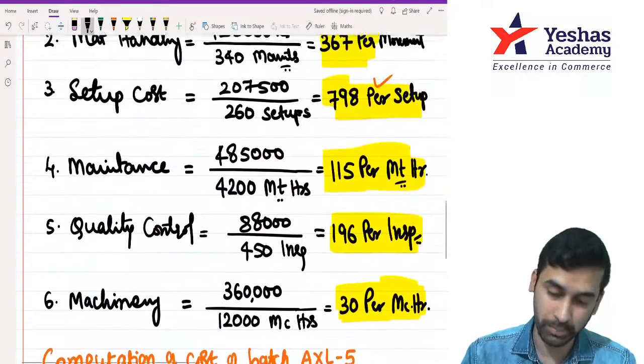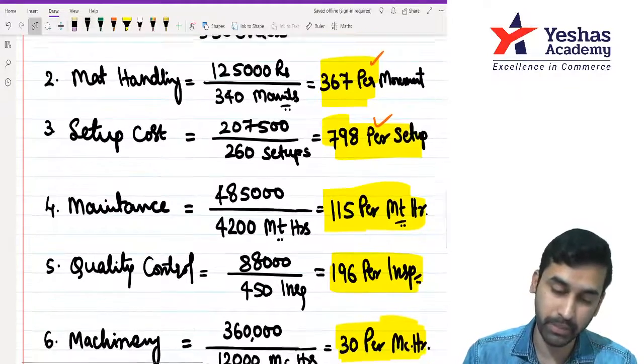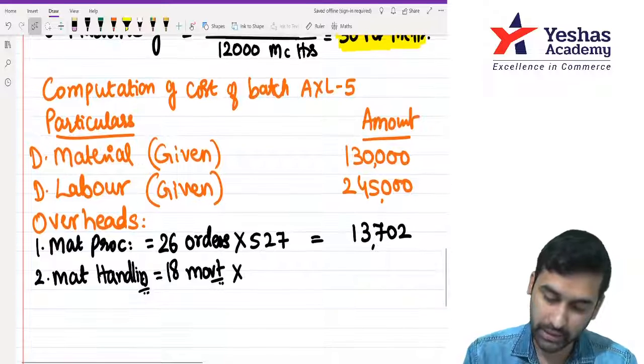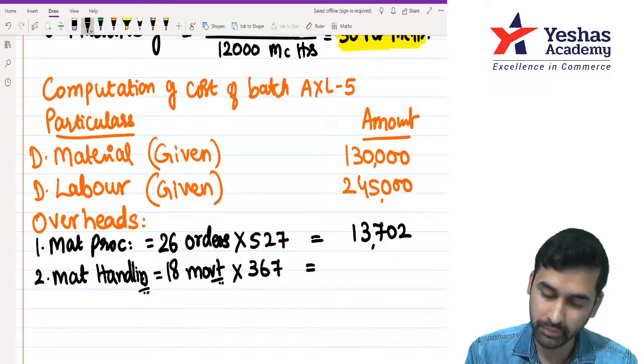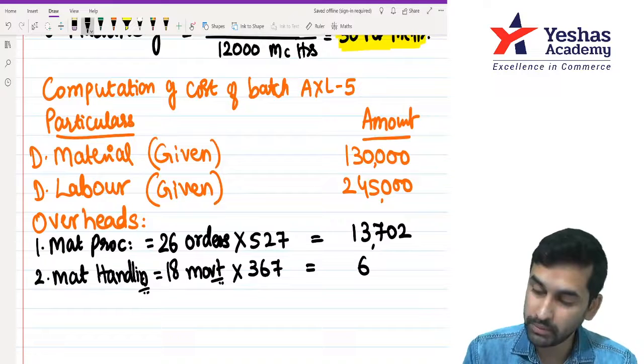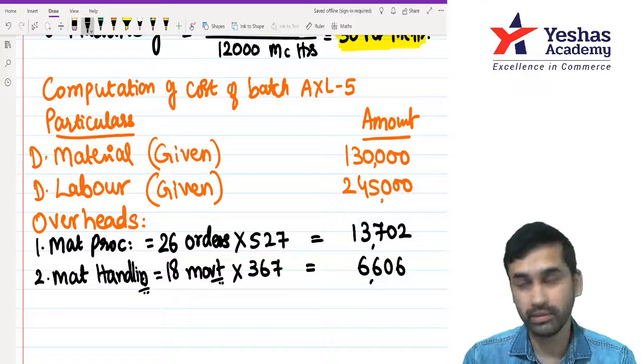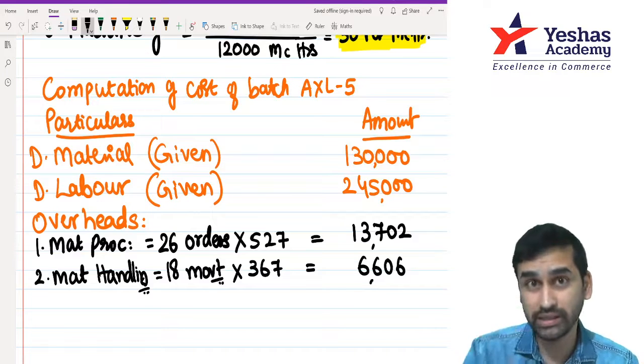Just scroll up. You have 367 per movement. Multiply here 367. So 18 into 367, 6606. Right? Yes. Sir, like this, should we do all 6 items?